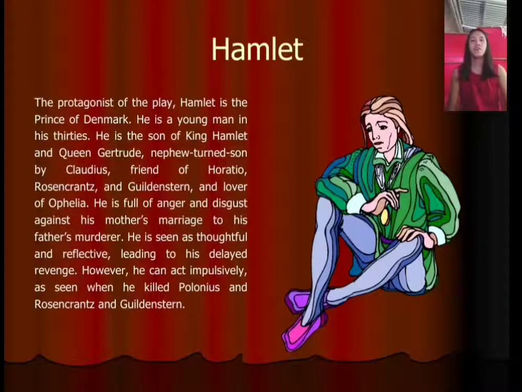Throughout the play, he is full of anger and disgust against his mother's marriage to his father's murderer. He is seen as thoughtful and reflective, which led to his delayed revenge. However, he can also act impulsively as opposed to his reflective nature, as seen when he killed Polonius and Rosencrantz and Guildenstern.